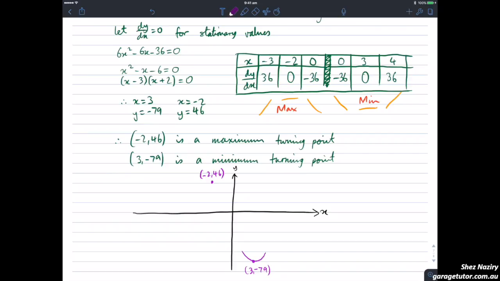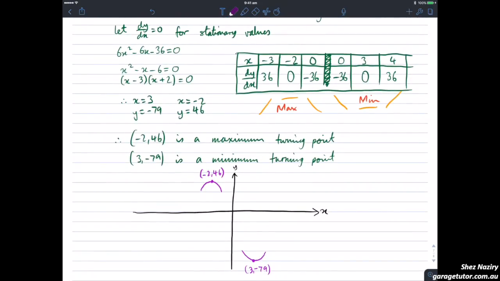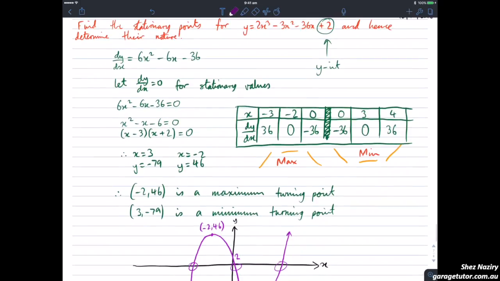Just draw a little smiley face to start. What do we say negative 2, 46 is? It's a maximum, so draw a little sad face. Okay, and we can see that the y-intercept is 2. So it's going to cut above the x-axis somewhere like that. How's that? Now, I'll explain that in a second to you. There we go. Now, do you think it'll be easy to find these points by looking at that?